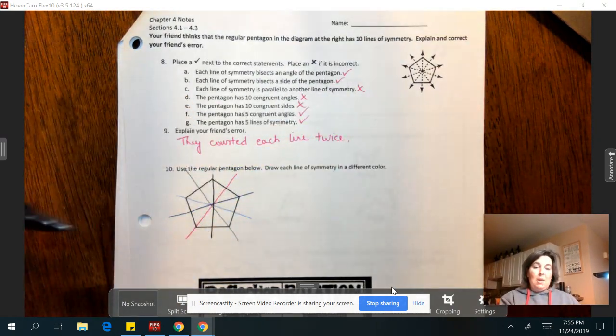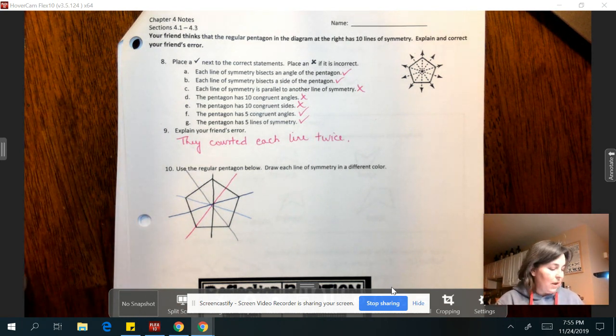That is the same picture as what we have up here. So that's all there is. There's 5.